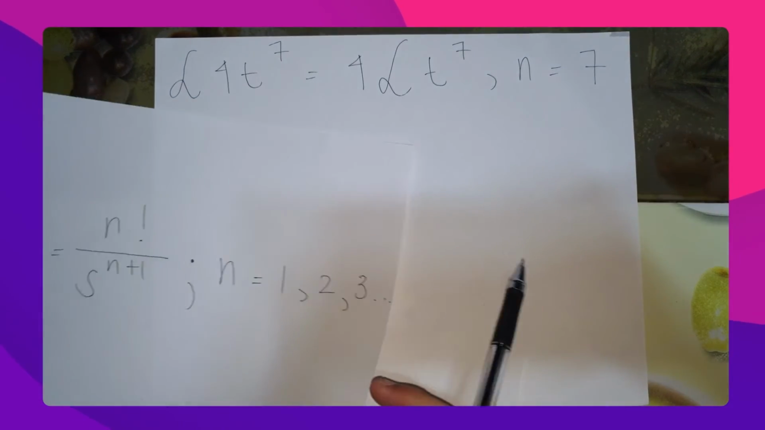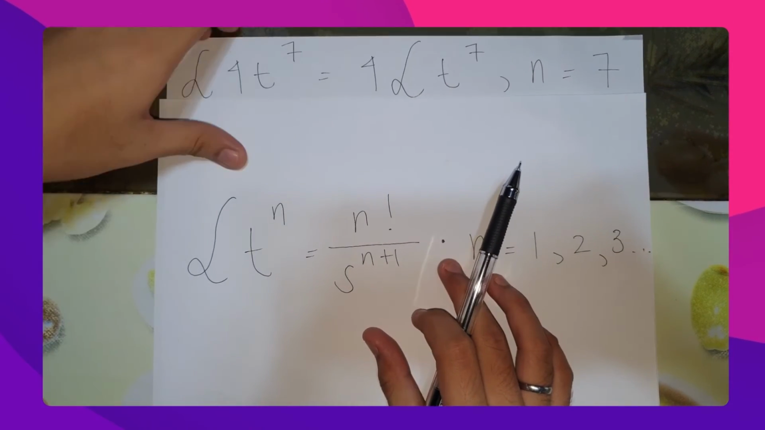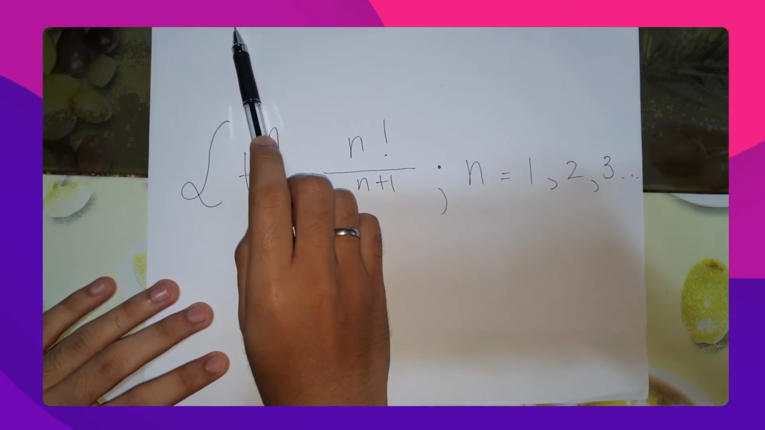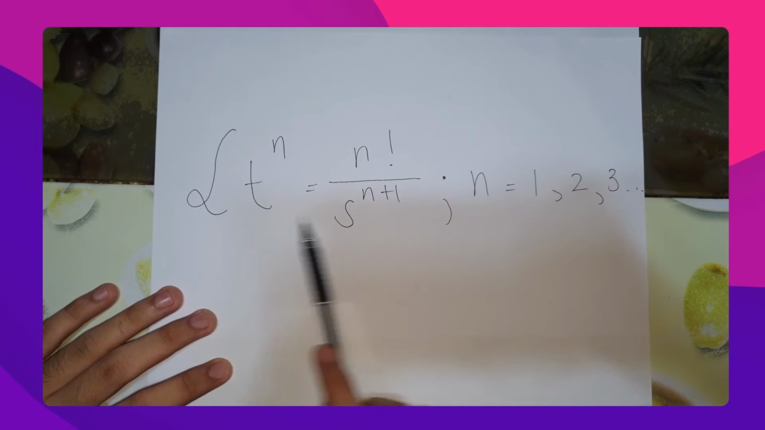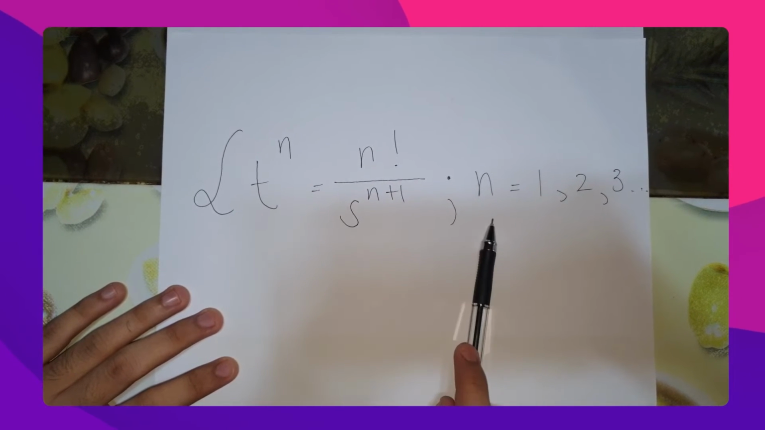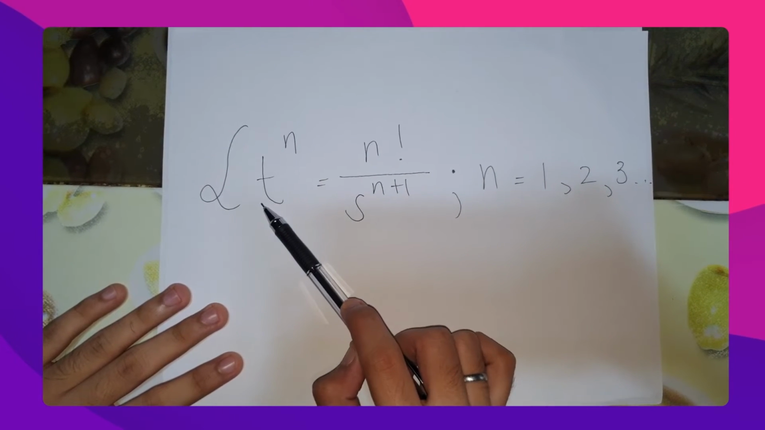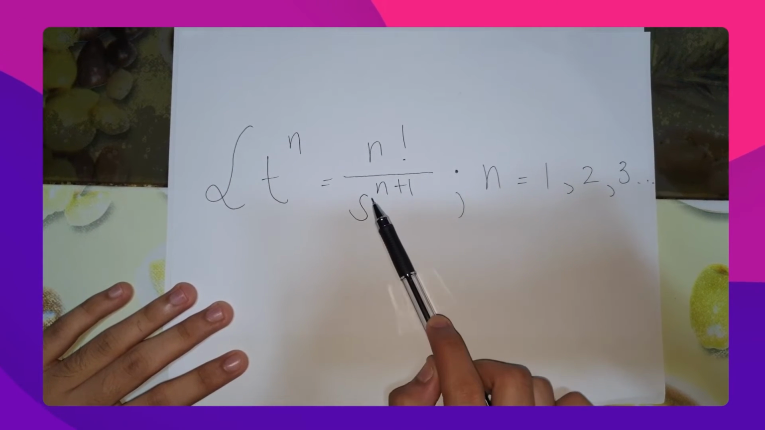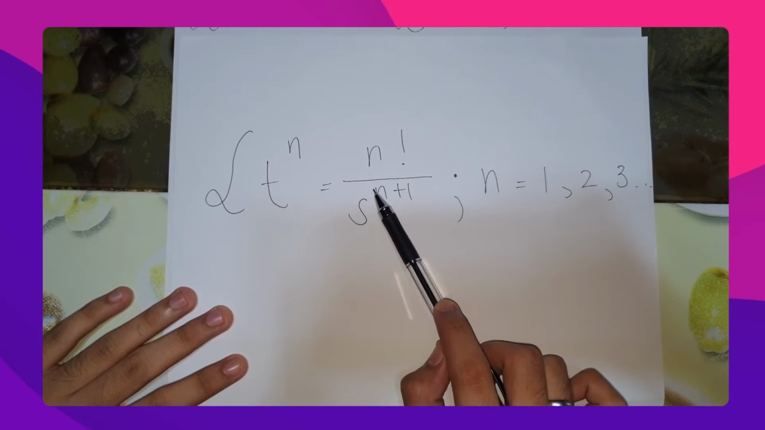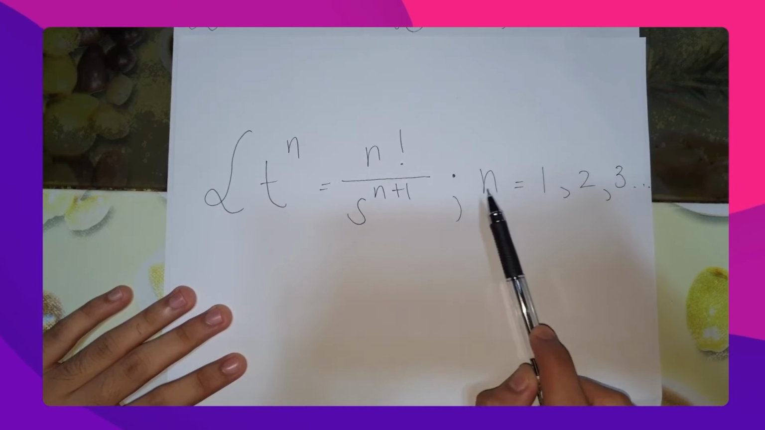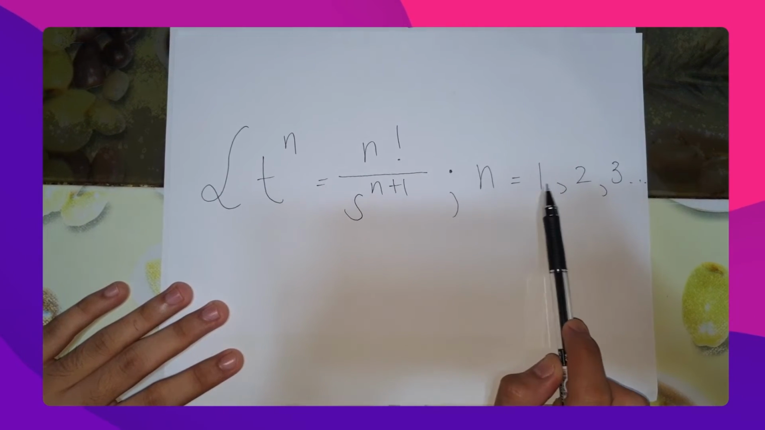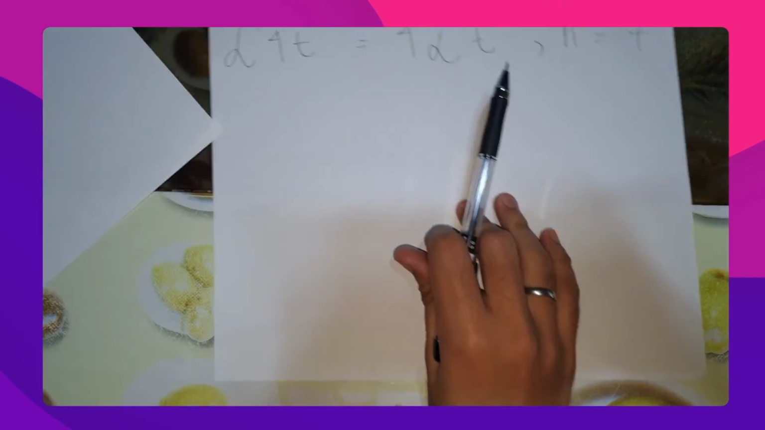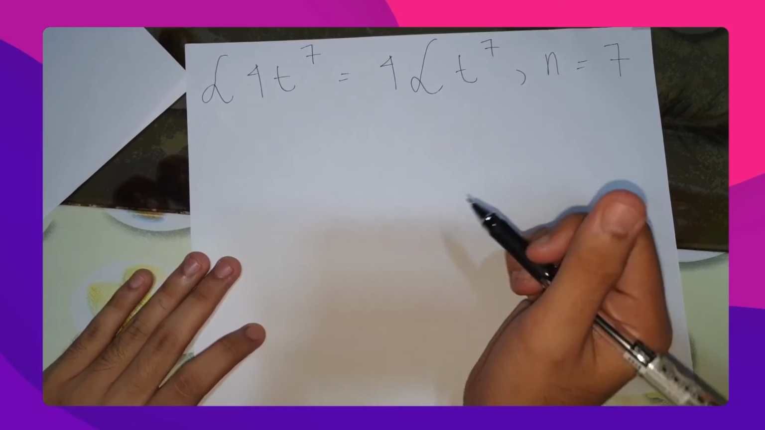In Laplace transform, there is a table which you can use to answer directly. In this case, we can use this formula: the Laplace transform of t raised to n is equal to n factorial over s raised to the power of n plus 1, wherein n is equal to 1, 2, 3, and so on and so forth. With that in mind, we can now answer.